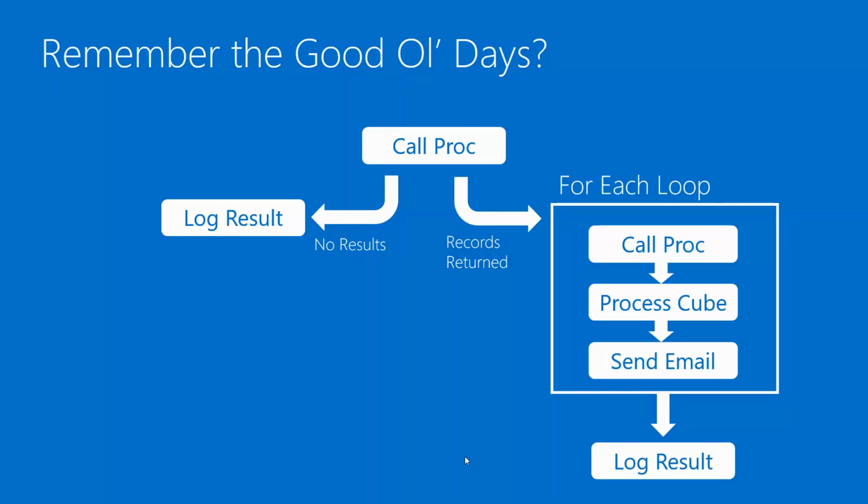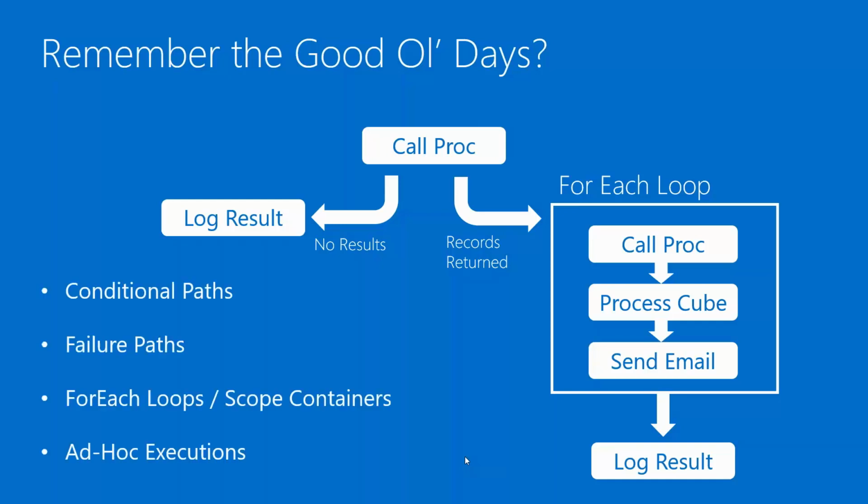I want to be able to build an actual intelligent workflow that's working through these things and actually managing it properly. So on conditional paths, I want failure paths, I want for each loops and scope containers, and I want ad hoc executions. Now again, DataFactory has provided some of these bits of functionality. You can now do a for each loop, for example. You've got failure paths, but they're a little bit clunky. They're a little bit locked inside the DataFactory kind of workflow.